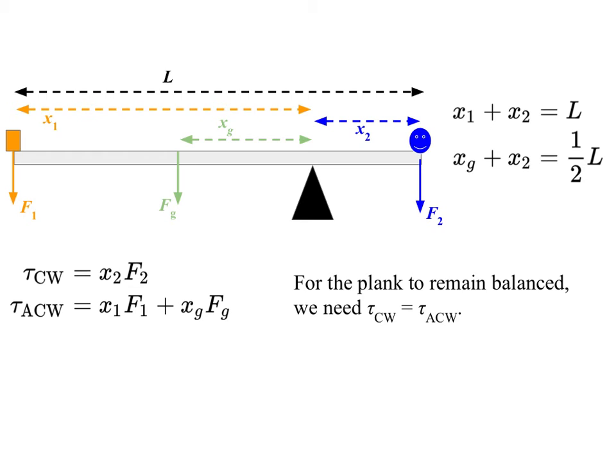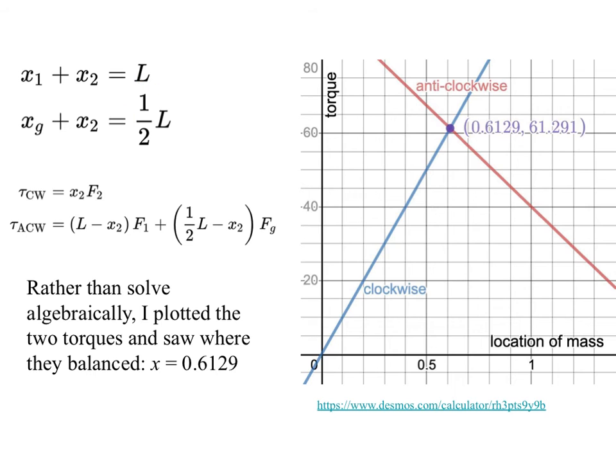If it's going to be balanced, the net torque has to be 0, so these torques have to equal each other. But geometrically, we can see that x1 plus x2 is the total length, and that x sub g plus x2 is half the length, because the center of mass of the plank is at the center. Put those back in down here, and we find that we have x2 f2 being one thing, and L minus x2 times f1 plus a half L minus x2 times the weight is the other. We could solve these algebraically.